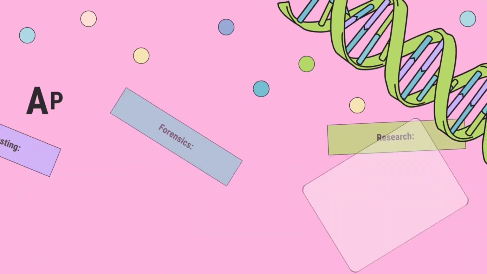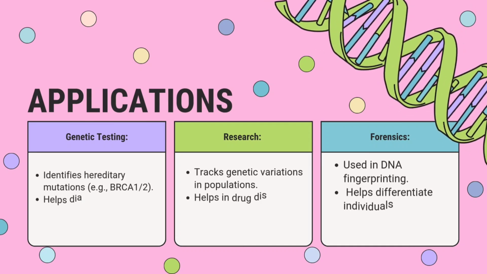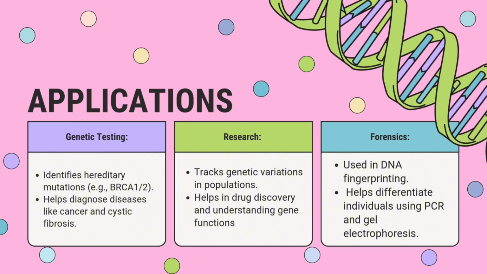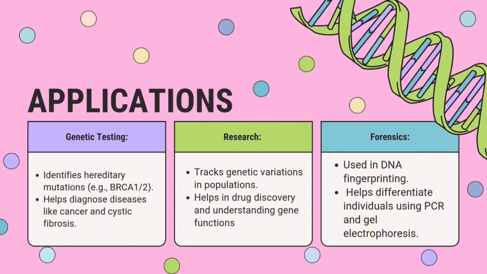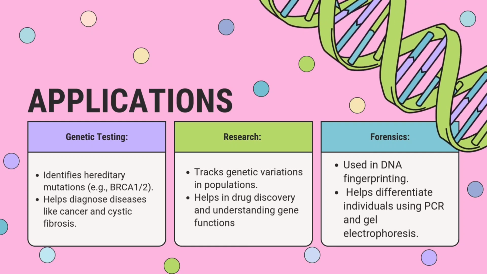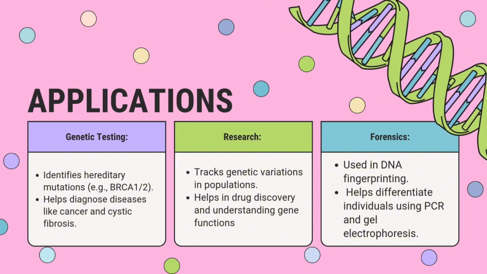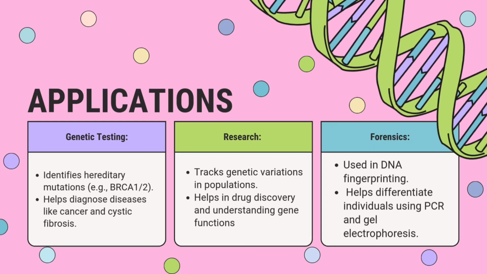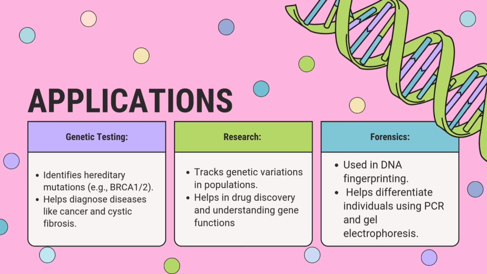Applications in genetic testing, research, and forensics. The techniques discussed, DNA sequencing, PCR, and gel electrophoresis, have a wide range of applications. In genetic testing, they are used to identify mutations that increase the risk of hereditary diseases, such as mutations in the BRCA genes that predispose individuals to breast cancer. This information is crucial for early diagnosis, personalized treatment plans, and preventive care.